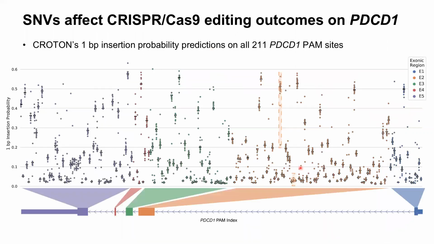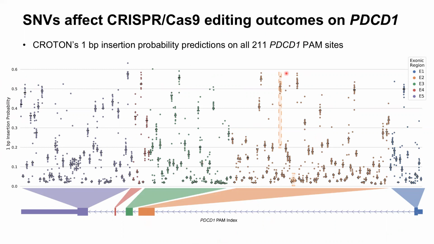We also further analyzed CROTON's one base pair insertion probability predictions for PDCD1, because this is the gene that has already been targeted in that clinical trial that I previously mentioned. Here on the x-axis are the 211 different PAM sites on PDCD1, which are colored by exon. And on the y-axis is CROTON's predictions for one base pair insertion probability. The black horizontal line in each of these clusters indicates CROTON's predictions for the reference genome, and all of the circles indicate CROTON's predictions for various alternate genomes.